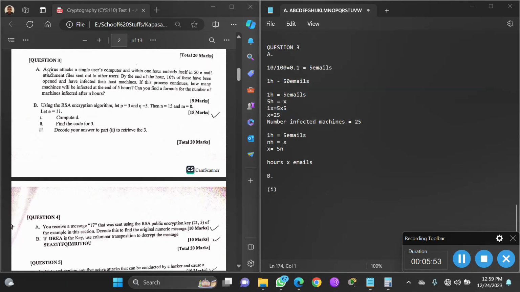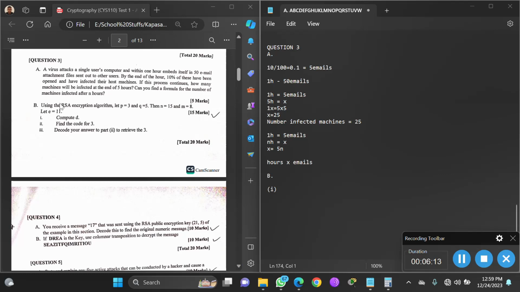So question 3b1. Use the RSA encryption algorithm. Let P be equal to 3 and Q be equal to 5. Then N equal to 15 and M equal to 8. Let E equal to 11.